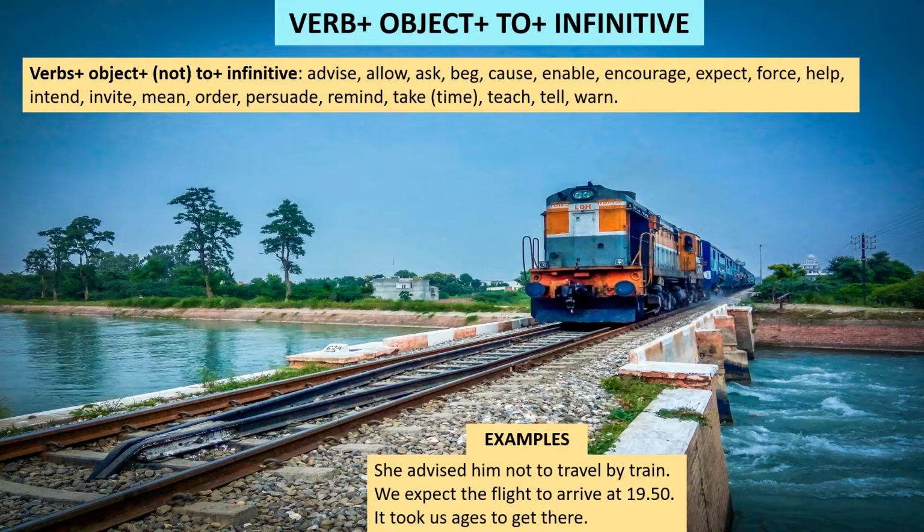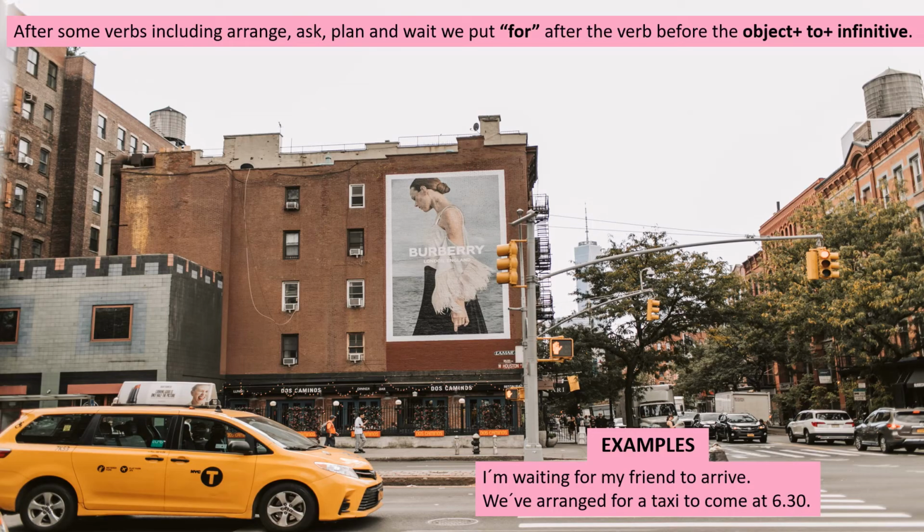We often use the following verbs plus object plus to plus infinitive: advise, allow, ask, beg, cause, enable, encourage, expect, force, help, intend, invite, order, persuade, remind, take time, teach, tell, and warn. For example, she advised him not to travel by train. We expect the flight to arrive at 1950. It took us ages to get there.